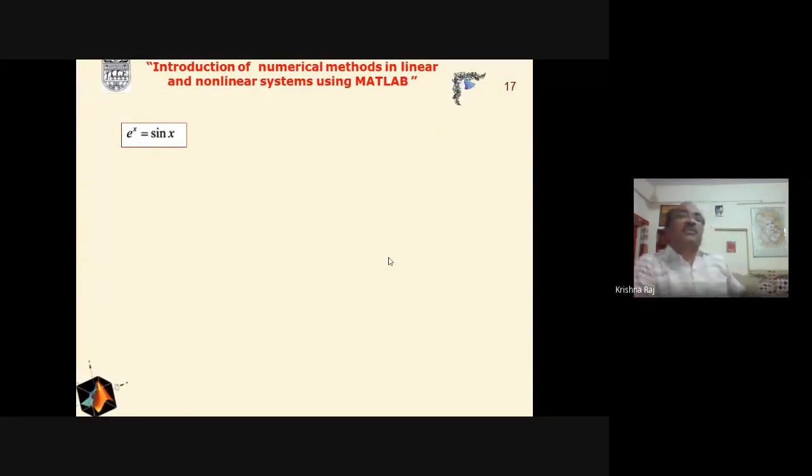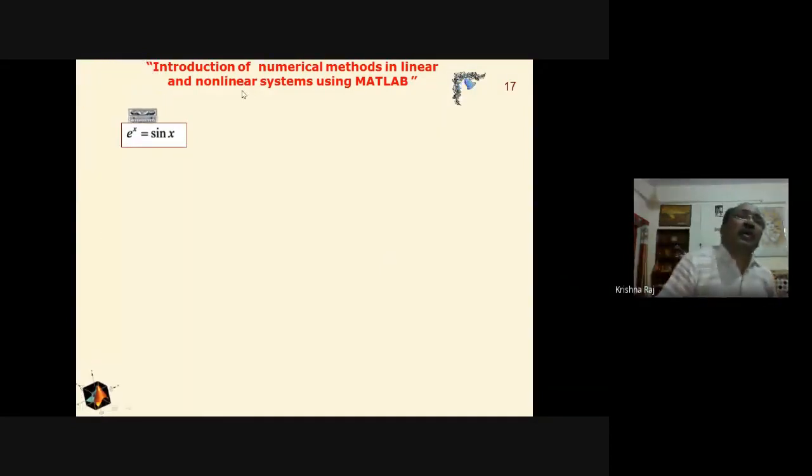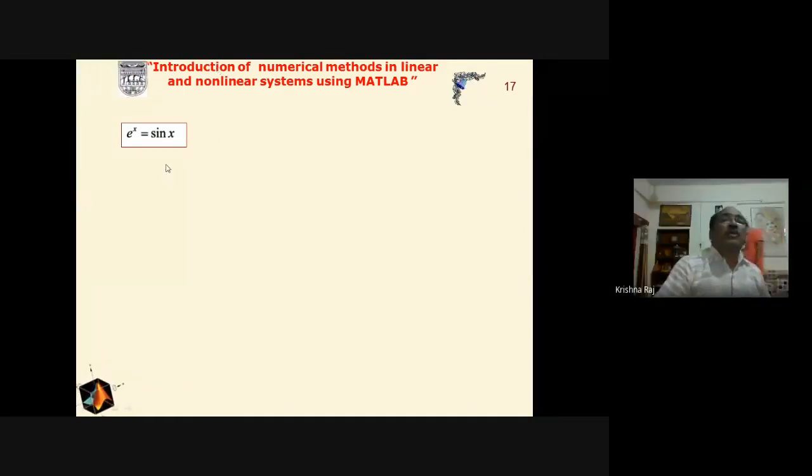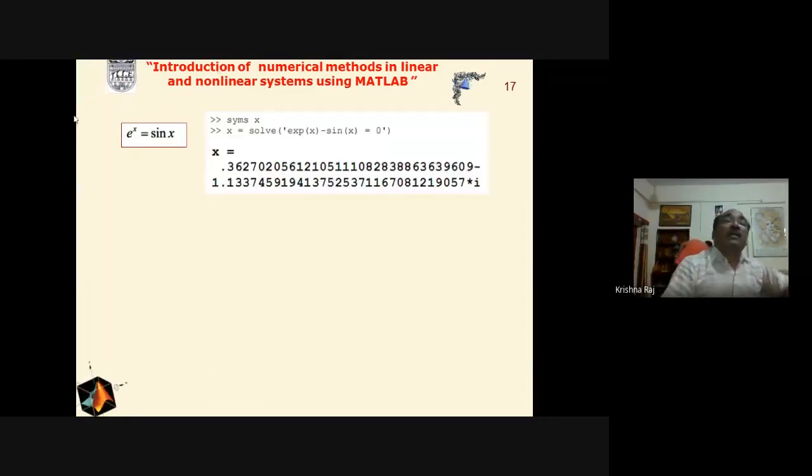Thank you very much. So if we again consider a system that is more complex, not complex in comparison with the first one. Suppose e^x is equal to sin x is the function, and this is the system. A function is nothing but the system that will operate on the input in order to get some desired output. So what will be the solution here? In order to get the solution, just write the same x, and then solve the function, and you will get the solution here.